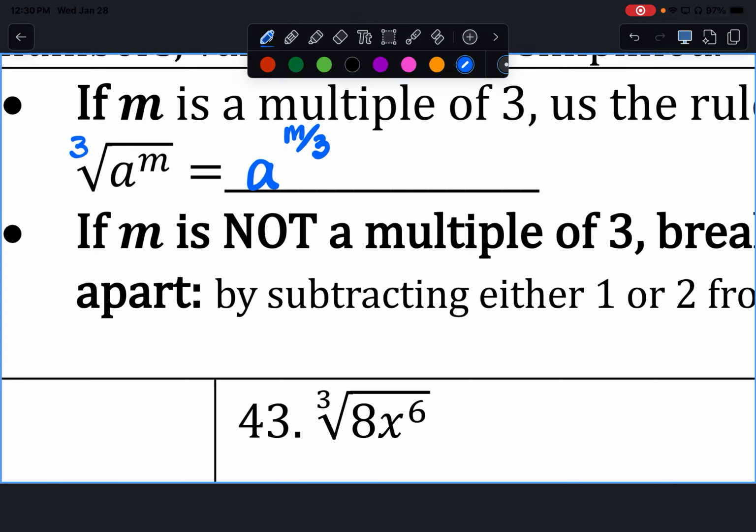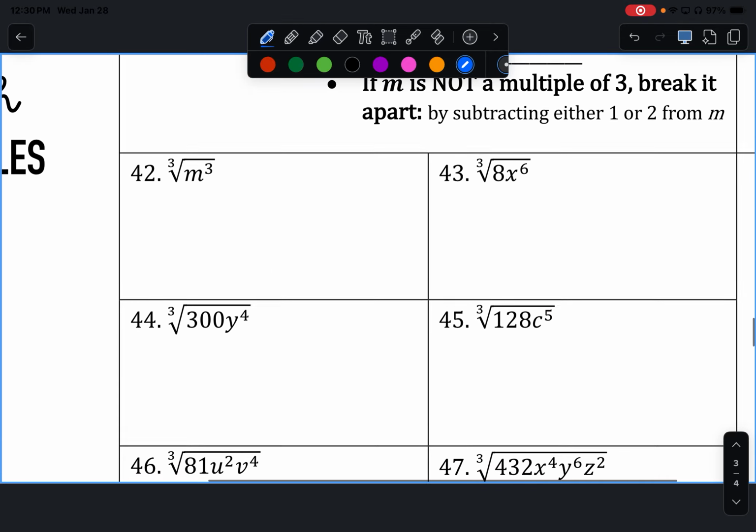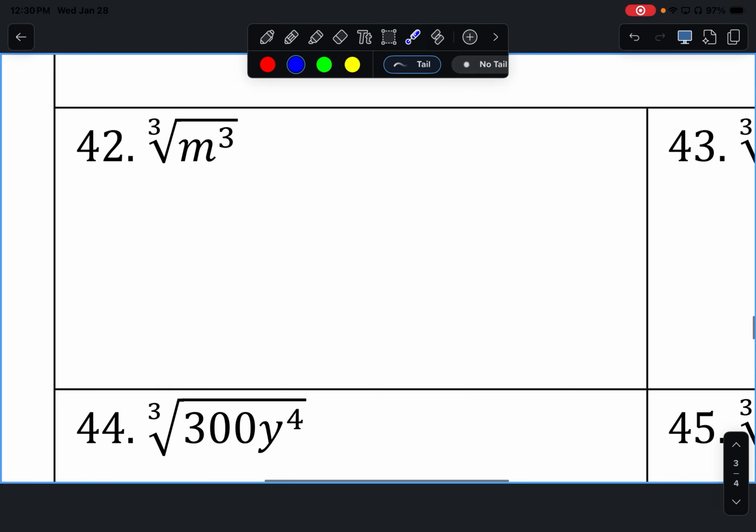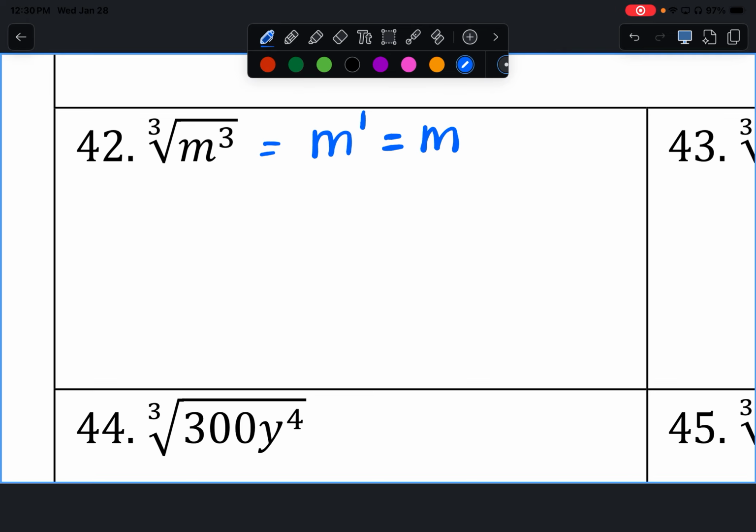And we're going to look at 42. So for 42, is 3 divisible by 3? How many times can 3 go into 3? So we have m to the first power, or just m.